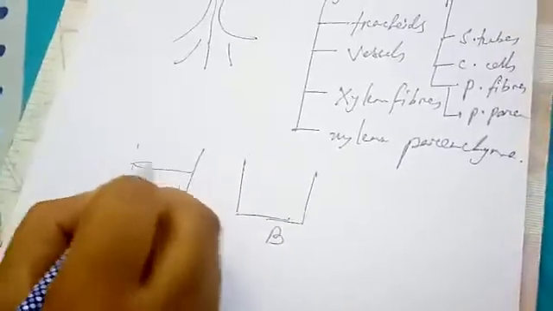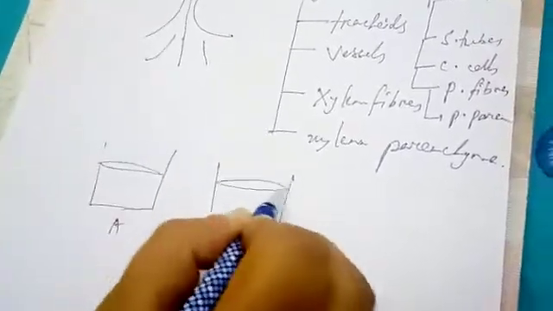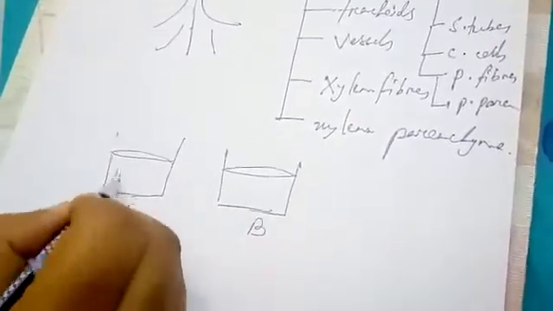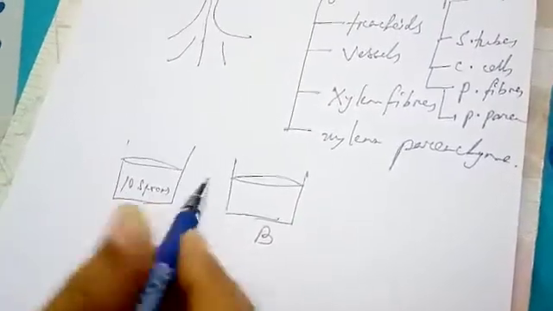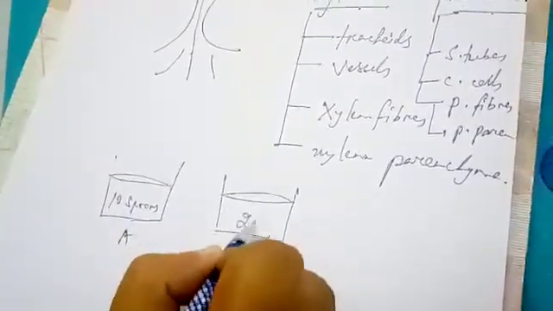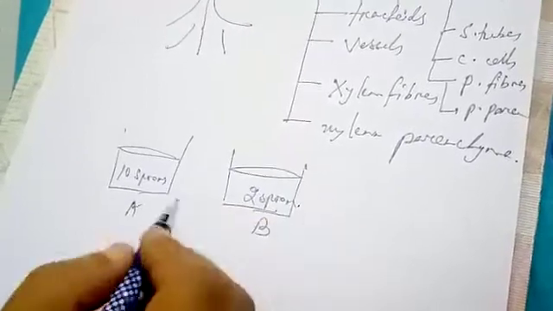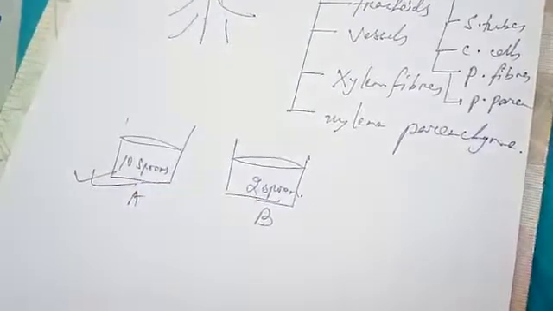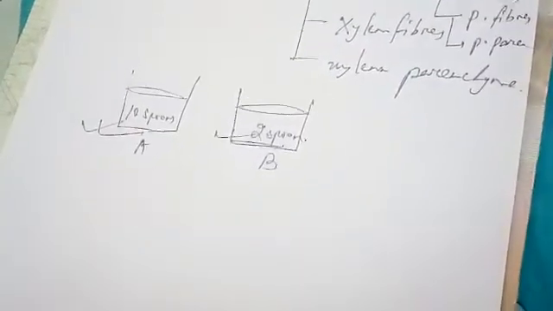Suppose I have taken 2 glasses, A and B. We fill both the glasses with water to the half. Here I add 10 spoons of sugar and here I add only 2 spoons of sugar. That means this liquid is more concentrated than this. Isn't it? Yes. Now let's see.